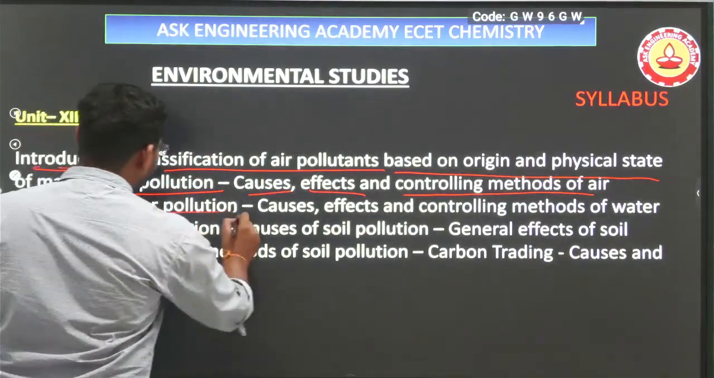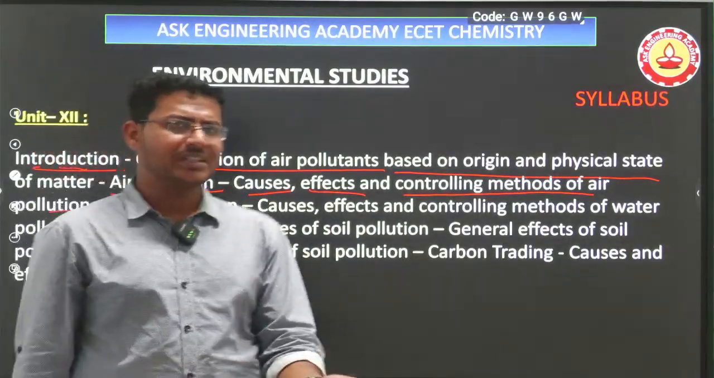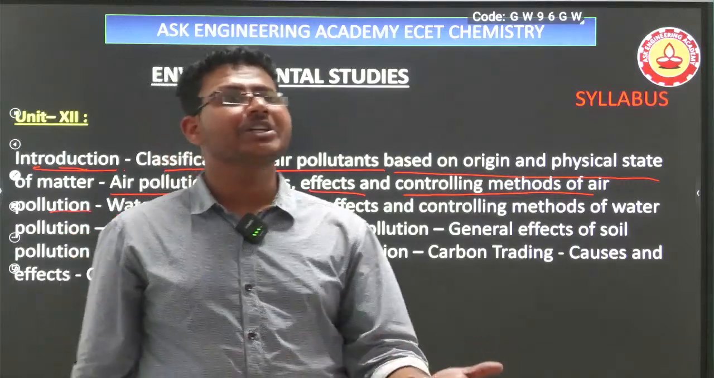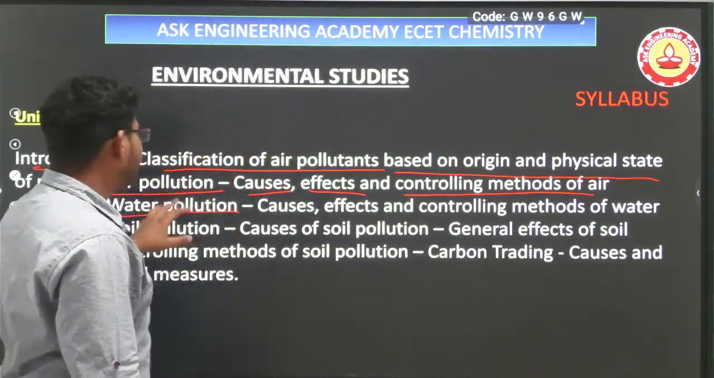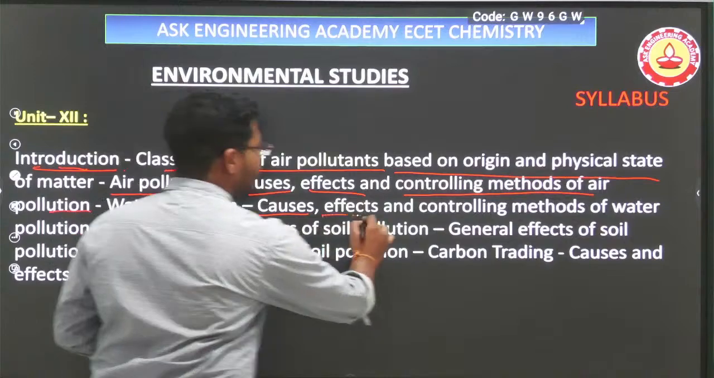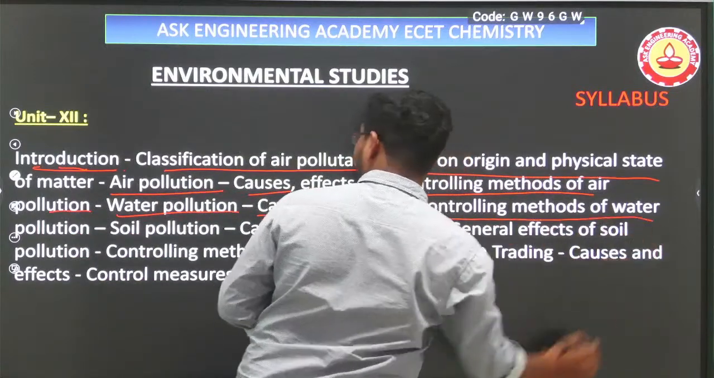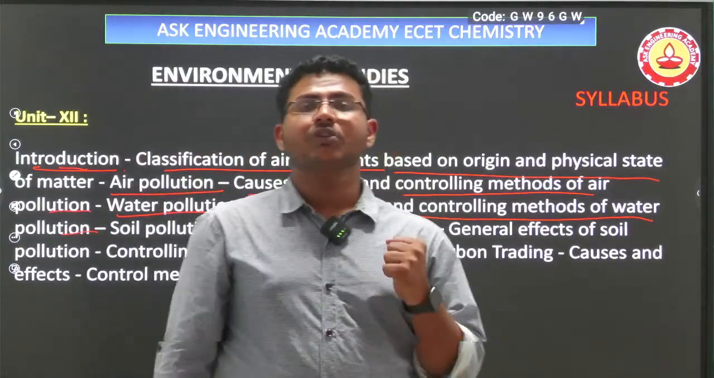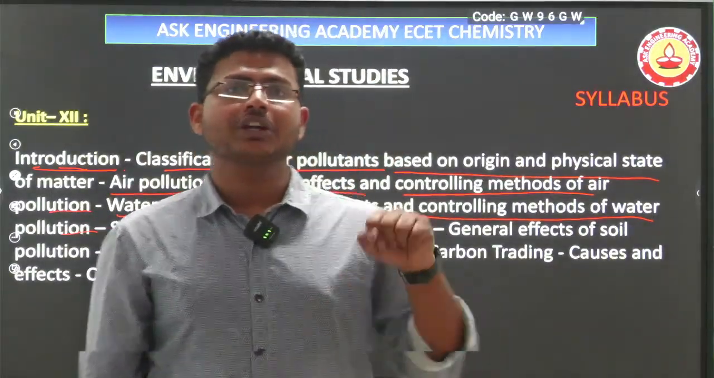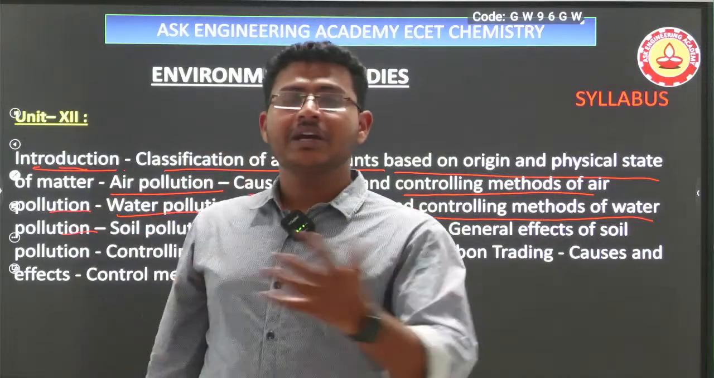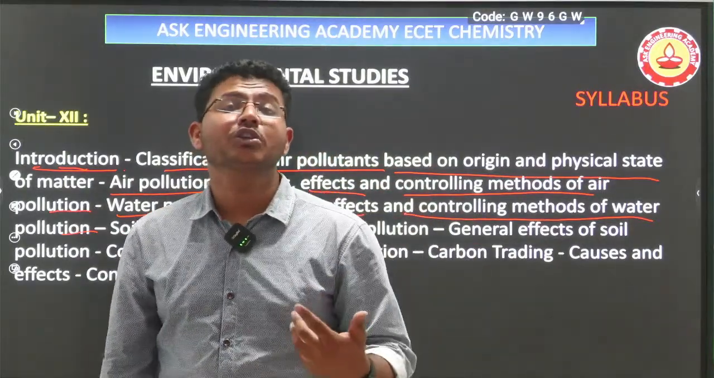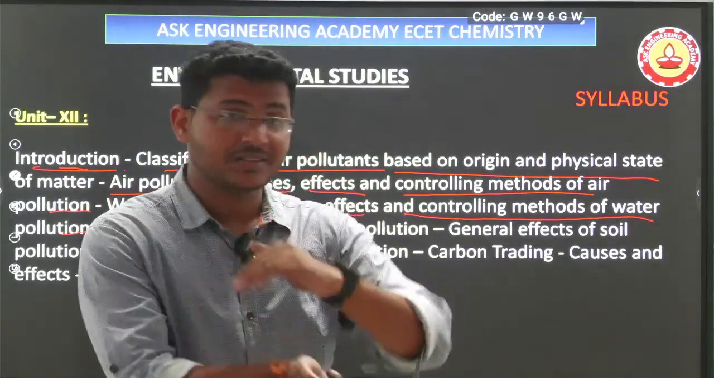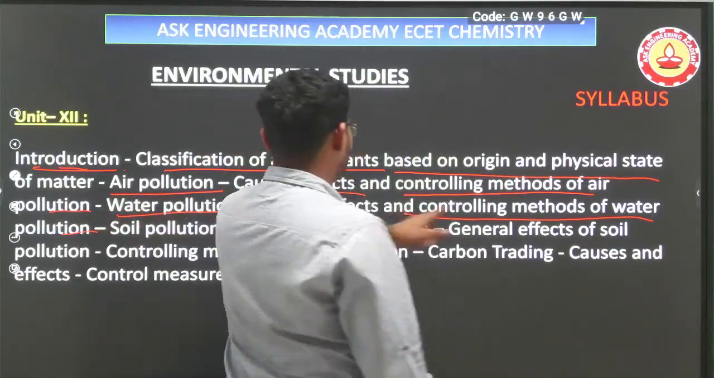Next, water pollution. We know that water pollution is nothing but pollution or contamination of water bodies. How the water gets polluted, causes, effects, and controlling methods of water pollution. How water pollution can be monitored, how it can affect human life and other organisms, and how it can be minimized. So these can be studied in water pollution.